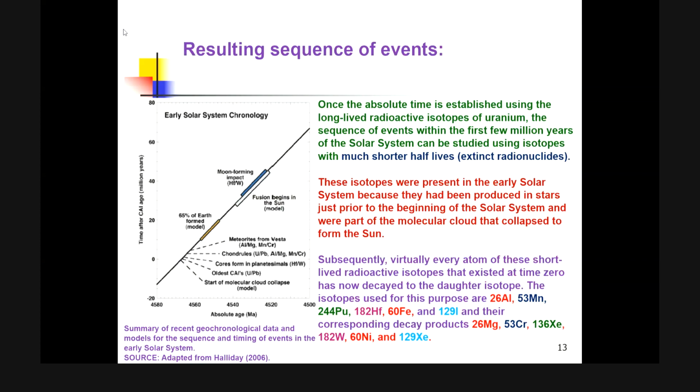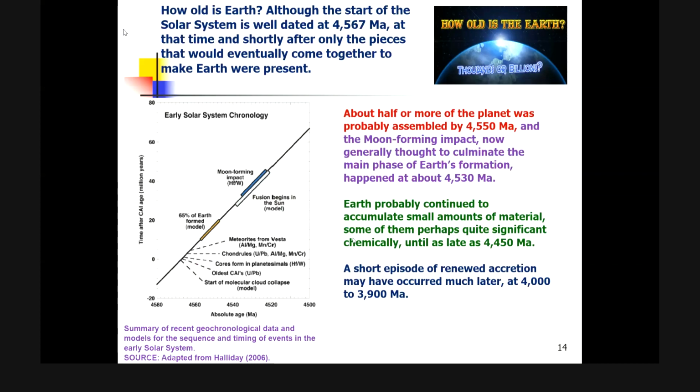So this I think we had discussed. There are several isotopes that are used for this purpose: aluminum-26, magnesium, manganese-53, and these are the decay products with the help of which we have been able to constrain these different events in the solar system, for planetary bodies.